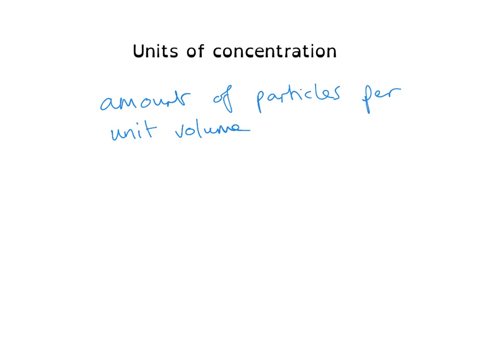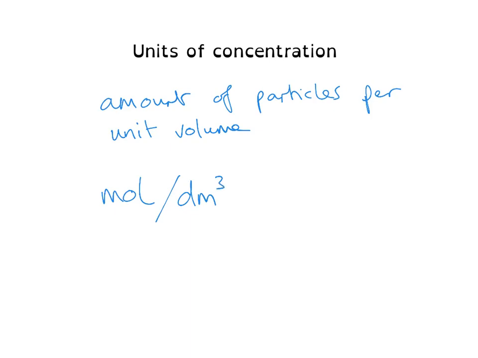For concentration, we've got amount of particles. The more particles we have, the more concentrated something is. And we measure amount of particles in chemistry in moles. And then our unit volume in chemistry is usually the decimeter cubed. Now, if we have a smaller volume with more particles in it, that means they're more concentrated. So it's not moles times dm cubed, it's going to be moles per decimeter cubed, again, like meters per second.